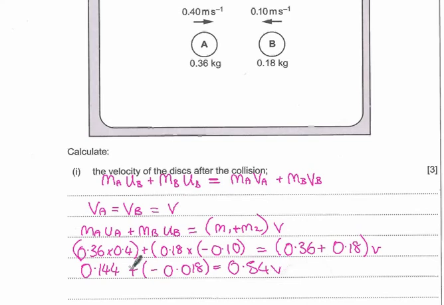So if we sort out the left-hand side, we get 0.126, that's positive, equals 0.54 V. If this happened to be bigger than this one, then we'd get a negative here, which would give us a negative velocity, or a velocity to the left in the end. But as it is, it's positive, so we know that the final velocity is going to be towards the right. So 0.126 divided by 0.54, which is V, comes out as plus 0.23 meters a second. So that is 0.23 meters a second to the right.